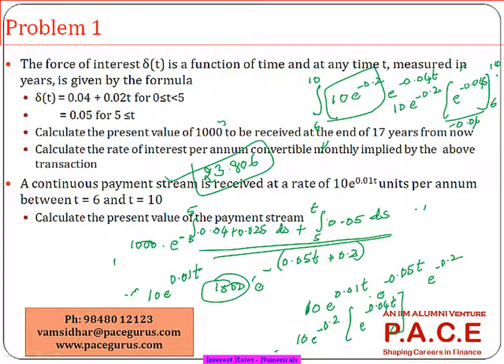So in this numerical, what are the things that we are going to understand? What if the payment stream is discrete, like 1000 received after 17 years? Or what if the payment stream is continuous? The extra thing that we'll get when it is continuous is one more layer of integration. One integration at the interest rate layer to arrive at the discounting factor for the entire period.